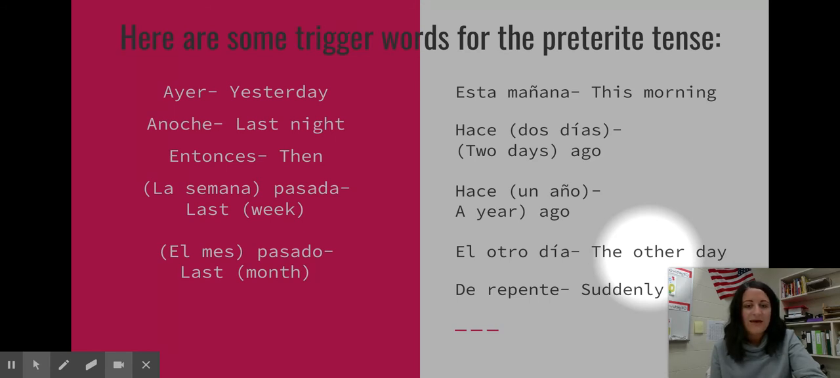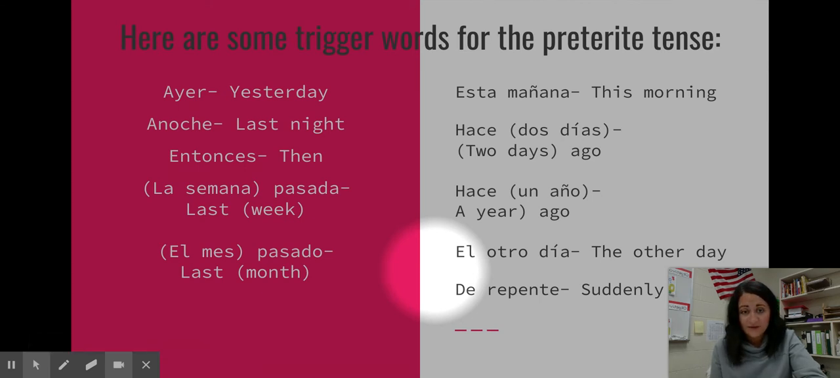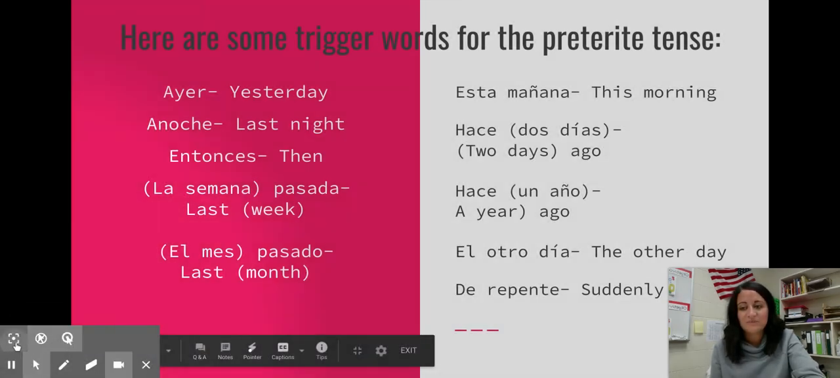Great, that's done. Then the final one here is de repente. And de repente means suddenly. I was driving in my car when suddenly I saw a chupacabra. Bueno, suddenly. That's going to be another trigger phrase for the preterite tense.